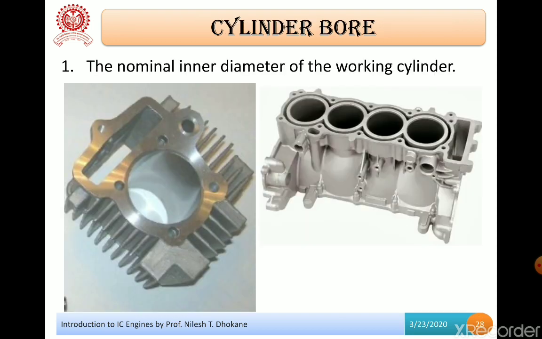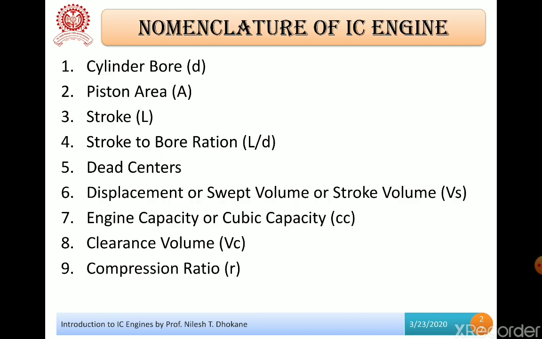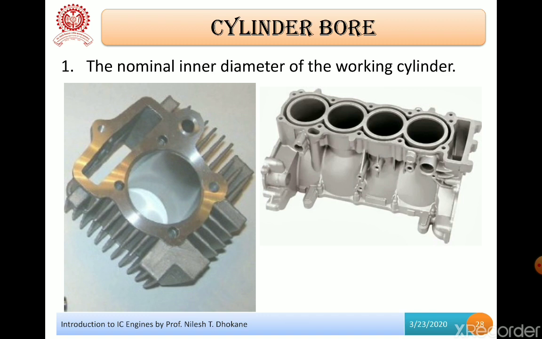Now first we'll see the cylinder bore. The nominal inner diameter of the working cylinder is known as the cylinder bore. In both diagrams you can see the hole, or the cylinder, and its inner diameter is nothing but the cylinder bore, and it is denoted by the small letter D. In the left hand side diagram there is a single cylinder, and on the right side there is a multi-cylinder engine, four cylinder.